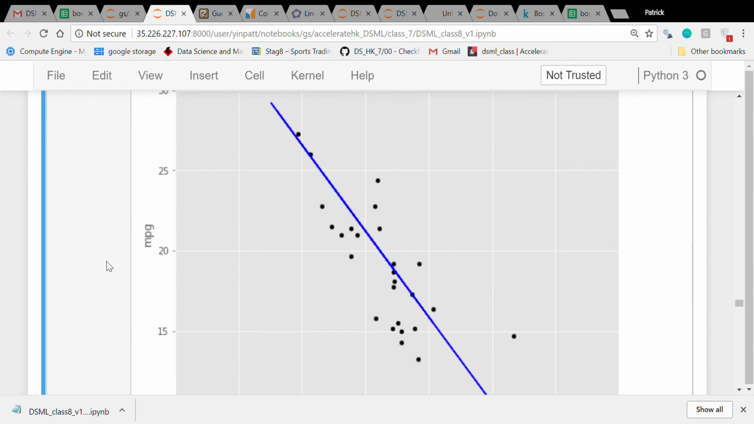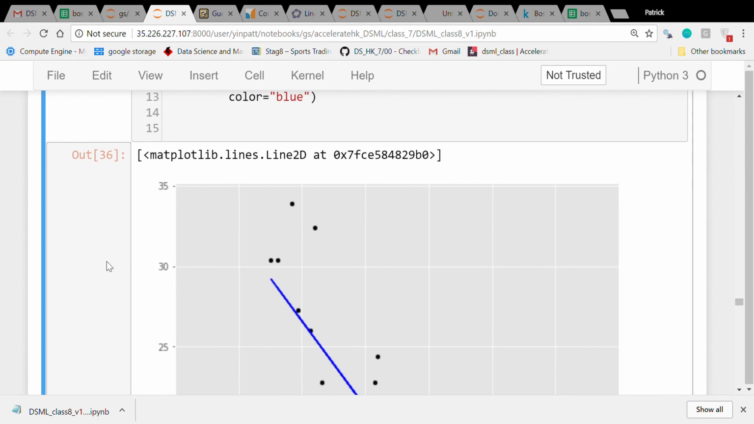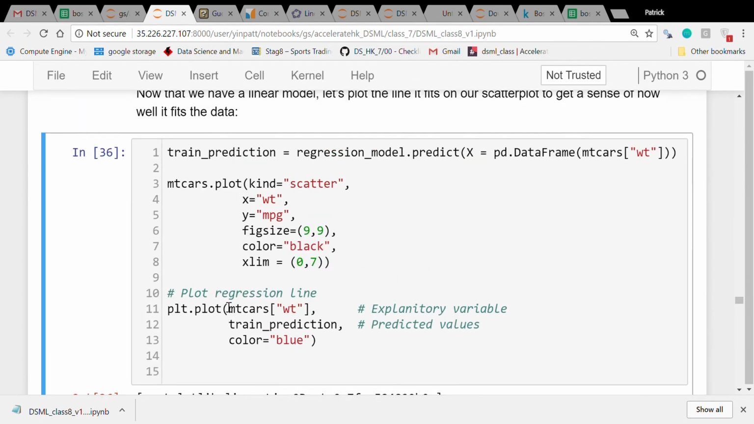And if you run it, this is the best fit line the computer finds. And it finds it by plotting out the train predictions.